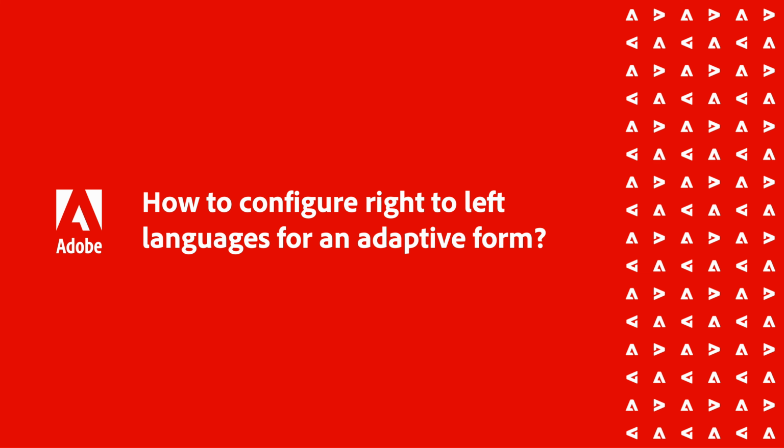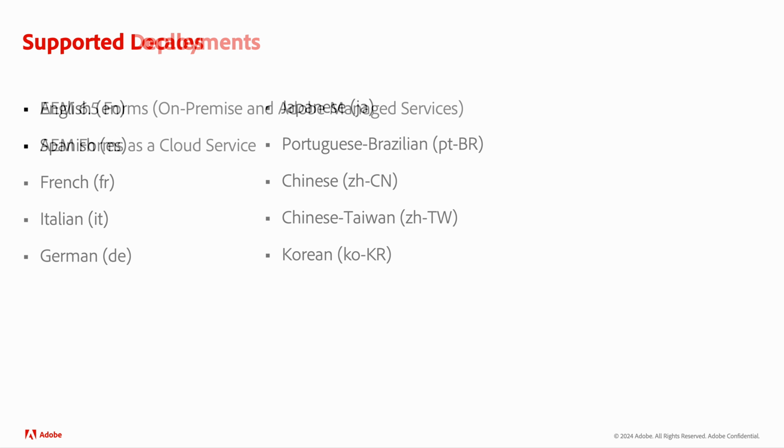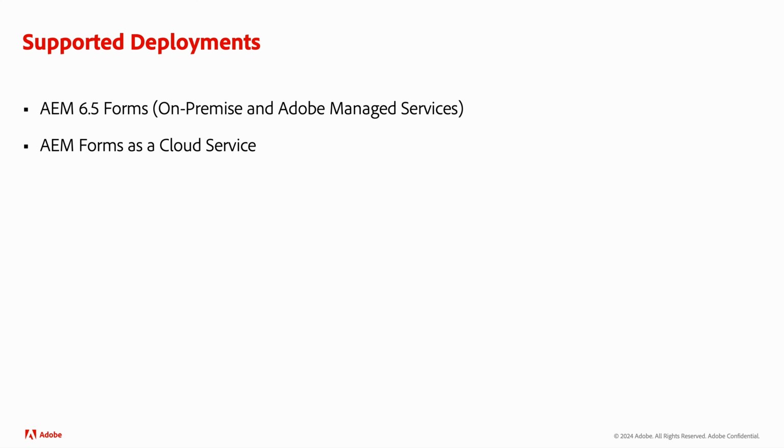This allows users who speak languages like Arabic, Hebrew, or Farsi to experience your forms in a natural, right-to-left reading format. Out of the box, AEM Forms supports several languages, including English, Spanish, French, and more. You can configure right to left or other additional locales by following the process outlined in this video. The right to left language support is available for both AEM on-premises and cloud service environments.